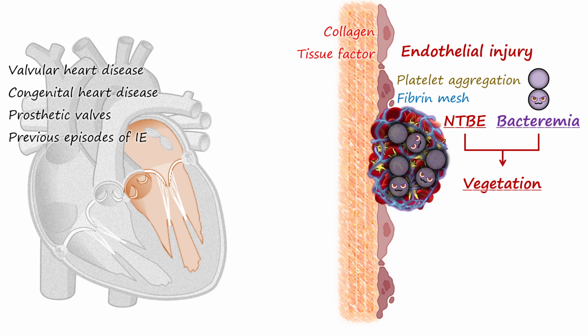The left side of the heart, particularly the mitral valve, is typically more affected in IE. The next one is the aortic valve, and less frequently the tricuspid valve on the right side, especially in people who inject drugs.